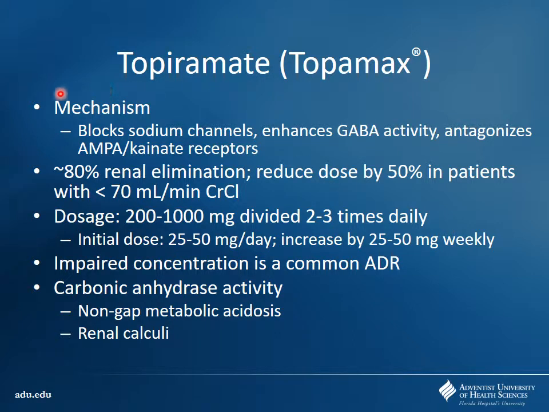Next up we have Topamax. This one is another one that has multiple mechanisms: some sodium channel blockade, some enhanced GABA activity. It also interacts with glutamate receptors. I mentioned this one gets used for a lot of off-label uses, so you'll see it used a lot for migraine prevention. I'll talk about migraines, I believe, in the next section, and then also sometimes for weight loss, because you see a little bit of weight loss with these drugs.